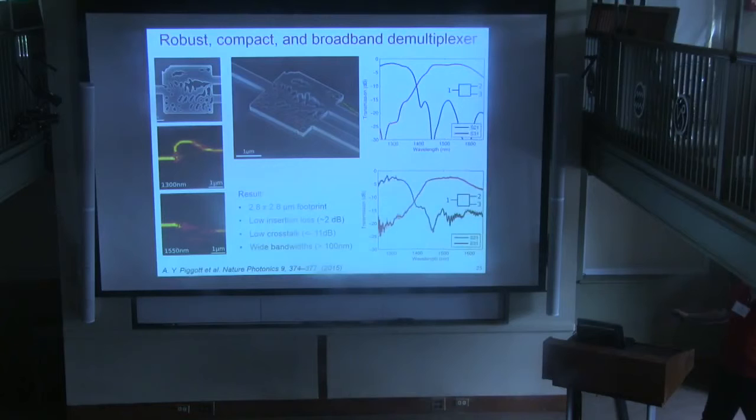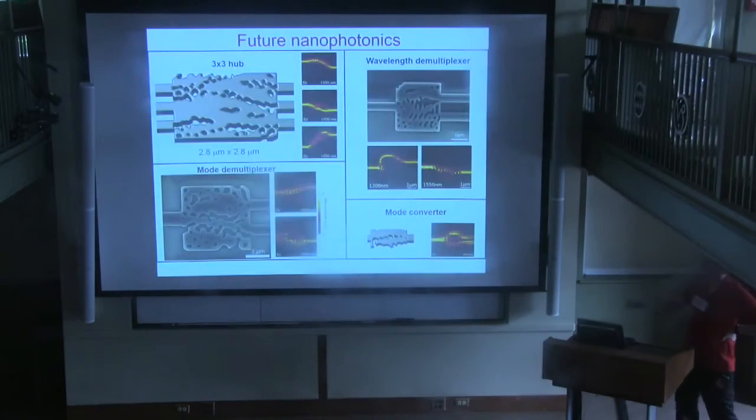And we hope that these kind of algorithms will help to change the future of nanophotonics, to come up with many weird devices in addition to the wavelength demultiplexer that we have already demonstrated in experiment. There are also mode converters, mode demultiplexers calculated, and also 3x3 hubs, and probably you can come up with additional applications for such an inverse design algorithm.